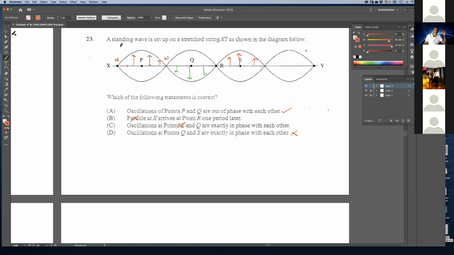So adjacent internodal regions is where the direction of oscillation is opposite. The oscillation is opposite, not the amplitude. The amplitude is the maximum displacement. Maximum displacement doesn't care about up or down.